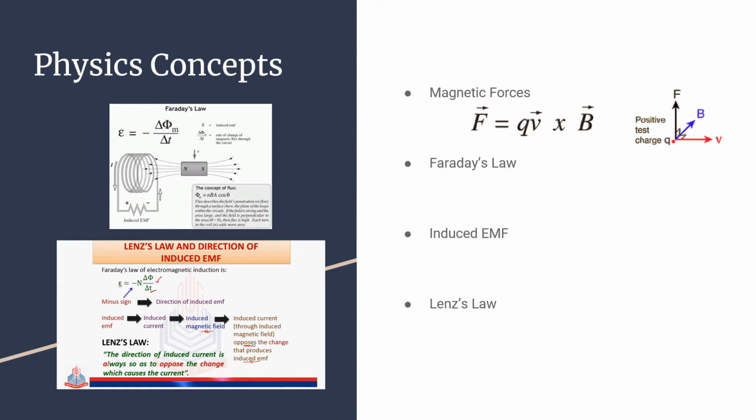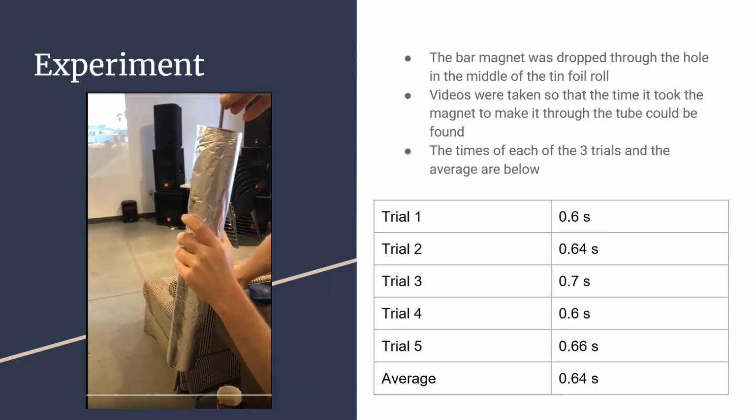For the physical experiment, I conducted 5 trials, dropping my bar magnet through the center of the tinfoil roll. I took videos of each trial so that I could go back later and figure out the timestamps when I dropped the magnet and when the magnet left the tube. The numbers when I was scrubbing through the video only went to the tenths place, so I had to do a little bit of interpolation to get more precise results, which you can see in my trials that aren't just 0.6, but like 0.64 and 0.66. The average time of my 5 trials was 0.64 seconds.